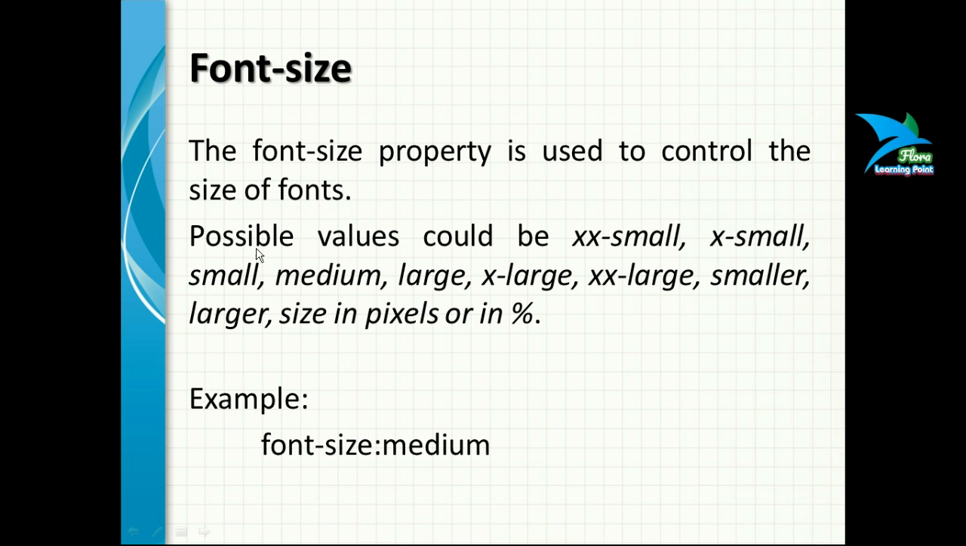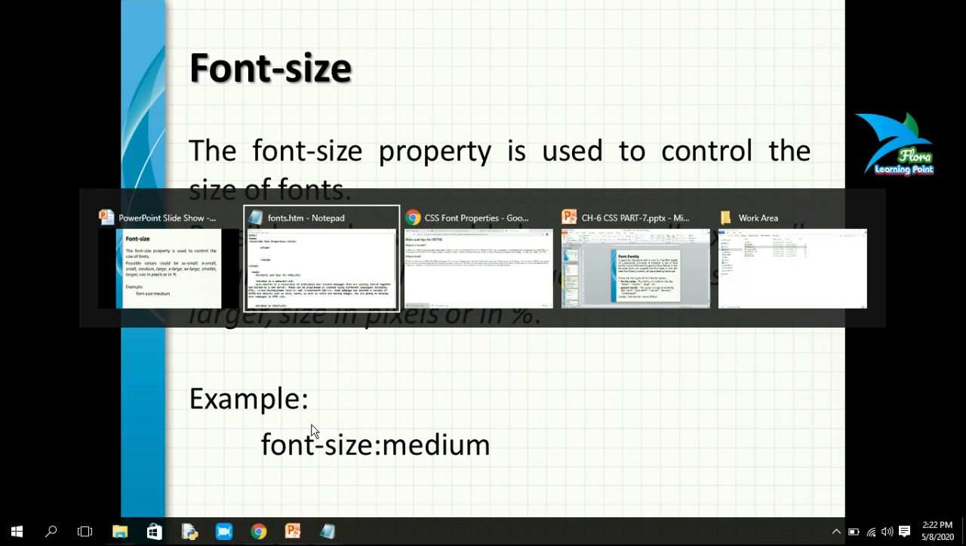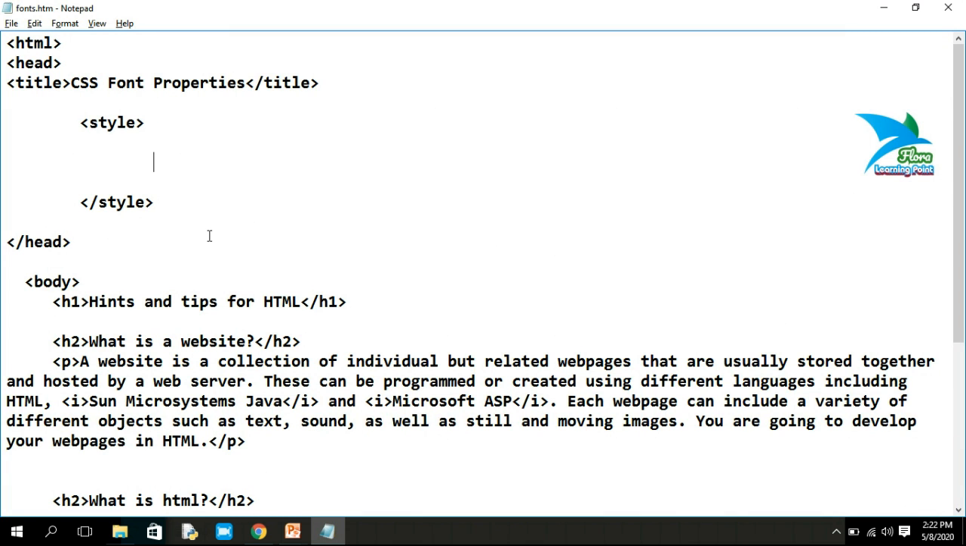Next we are having the font size property. The font size property is used to control the size of font. Possible values could be x small, small, medium, large, x large, smaller, or anything. Or you can also specify the size in pixels or percentage. That means font size equal to the value from the list given above. So let's start with how to use this property.